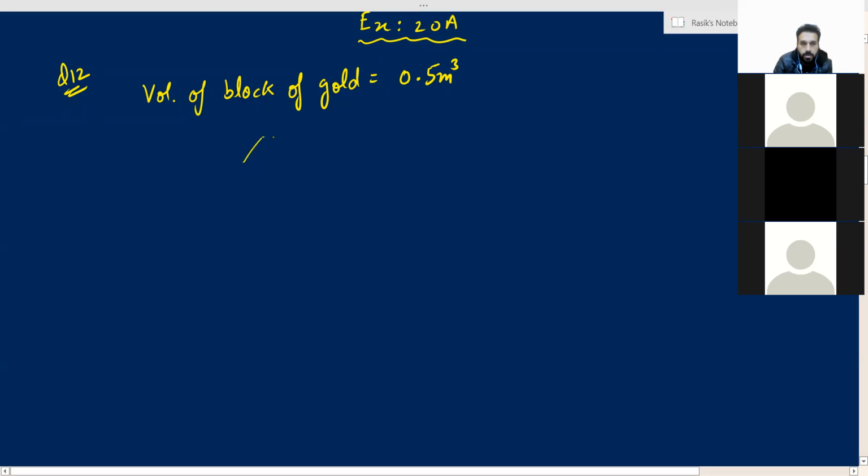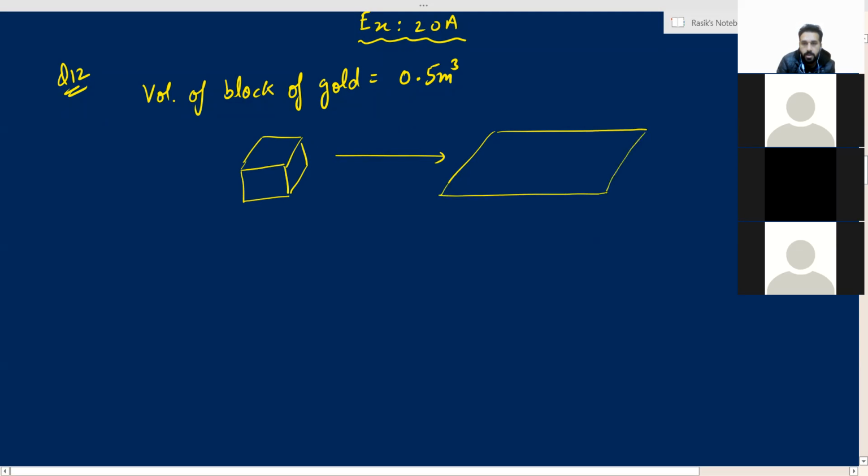Suppose this is the block of gold. Now what we have to do, this block of gold we have to hammer and change it into a thin sheet, very thin sheet. Can you see the thickness is very less? So that means it is a very thin sheet. We have to hammer it and convert it into a thin sheet.